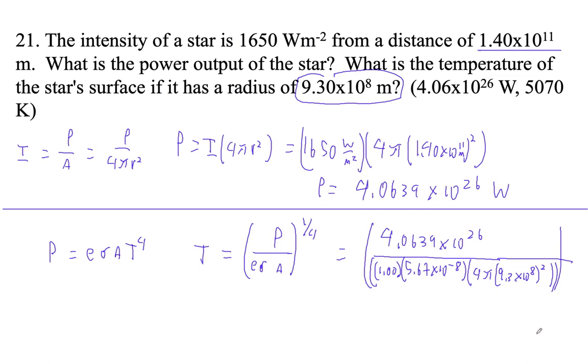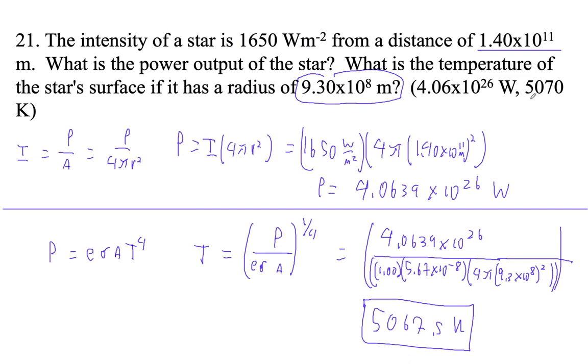4 pi times 9.3 times 10 to the 8th. I'm going to square that. Okay, right parenthesis, I'm closing out my denominator. Another right parenthesis, and I'm going to raise it to the 0.25. Let's see if this thing just crashes. Ooh, I got it. I got it. The temperature is 5067.5. It's like at some point you open and close enough parentheses that you keep track of them. Apparently I did. There we go.